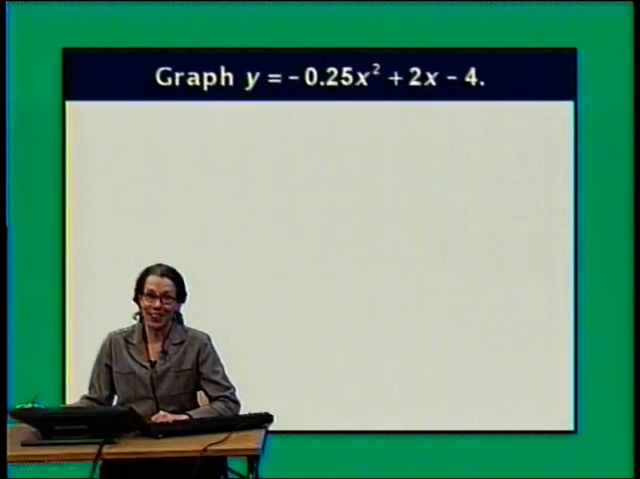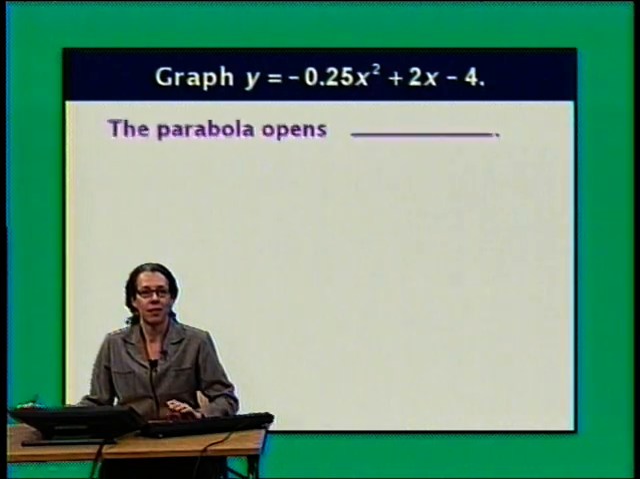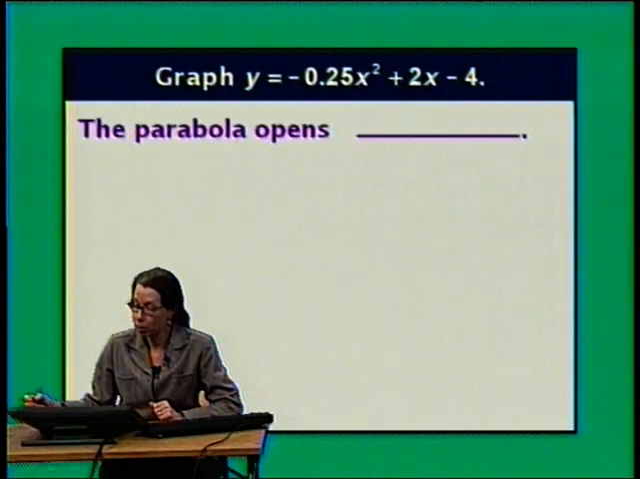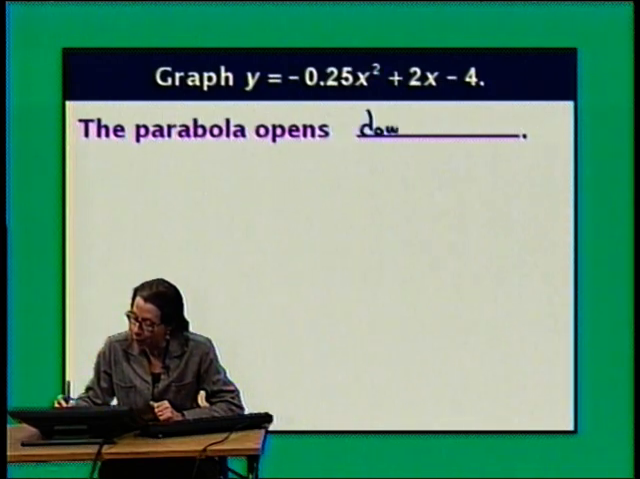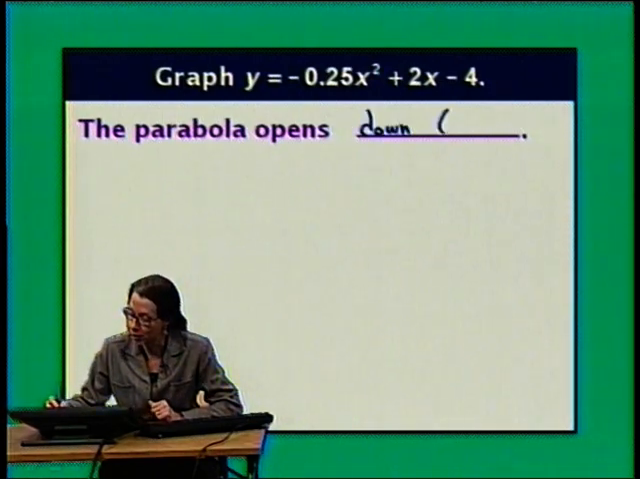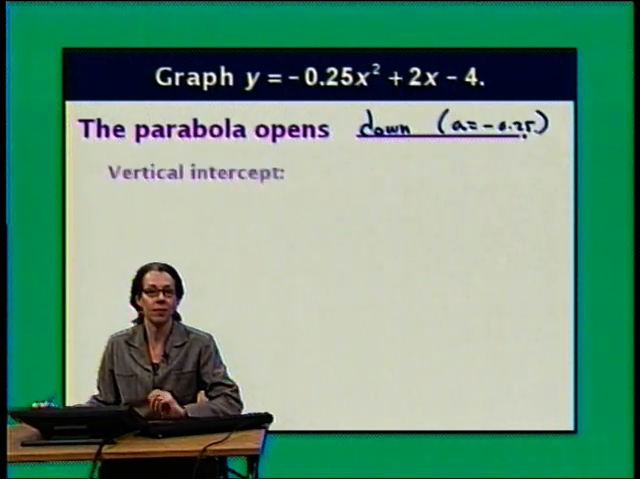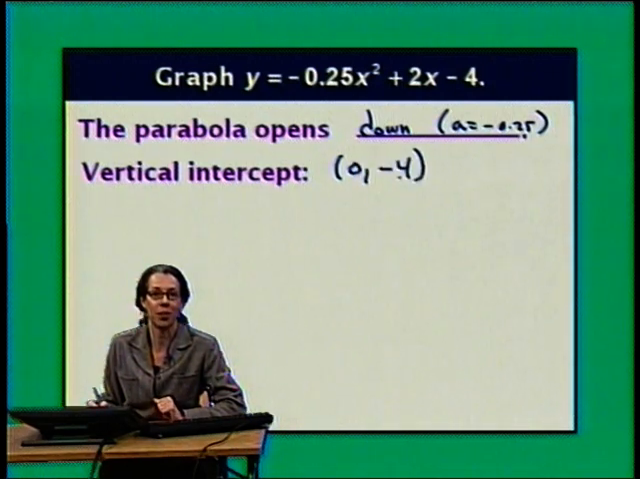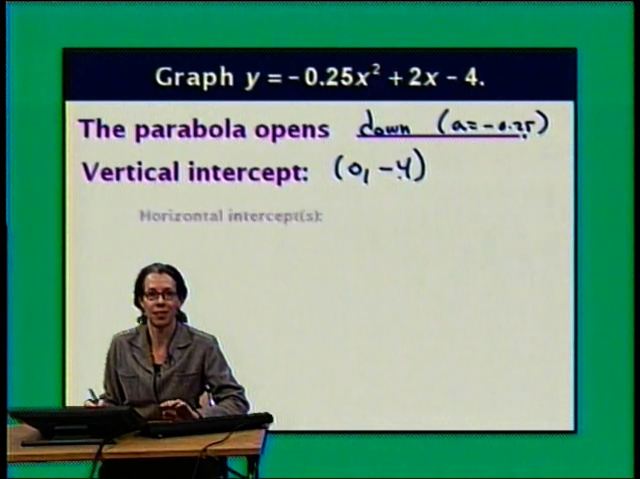So let's do another example. Does this parabola open up or down? Well, this particular parabola will open down. How do I know that? Well, the leading coefficient, a, is negative. What about the vertical intercept? Well, this is the easiest question I ask myself. That's going to occur at the point 0, negative 4.